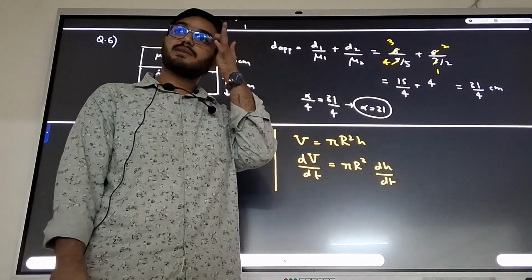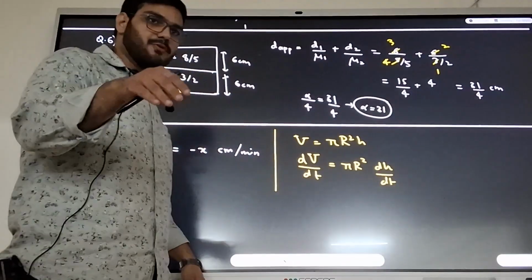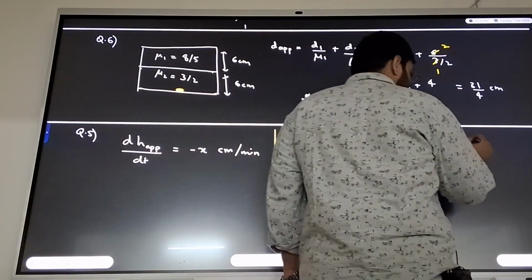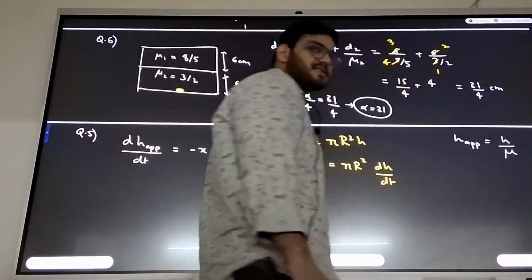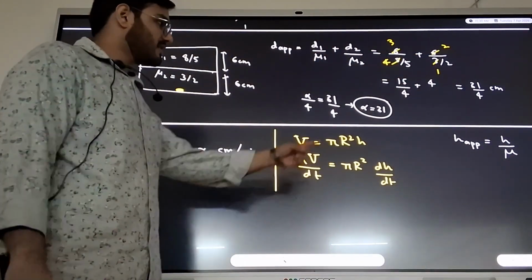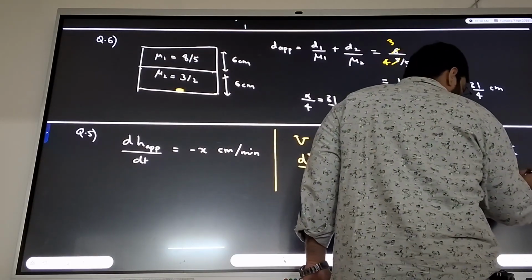Then what was the relation between apparent height and this? I should divide by mu, right? So h apparent is h by mu. Yes or no? Then what will be h? H will be mu times h apparent.